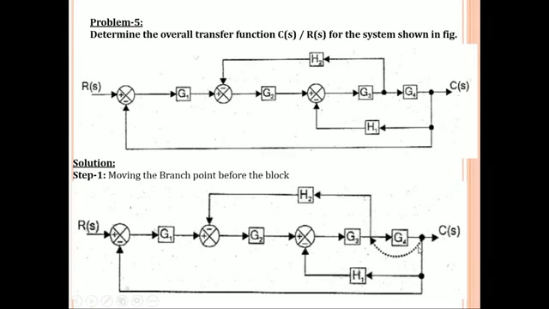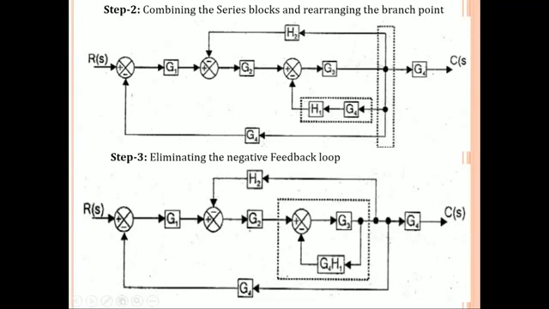Here also, in this step, for easy simplification, I am moving this branch point towards here, that is before the block. If you are moving the branch point before the block, the formula is we have to multiply with that gain, right? After the block, we have to take the reciprocal of this gain, but I am moving it before the block, so we have to multiply with this gain. After multiplying, we will get the value like this.